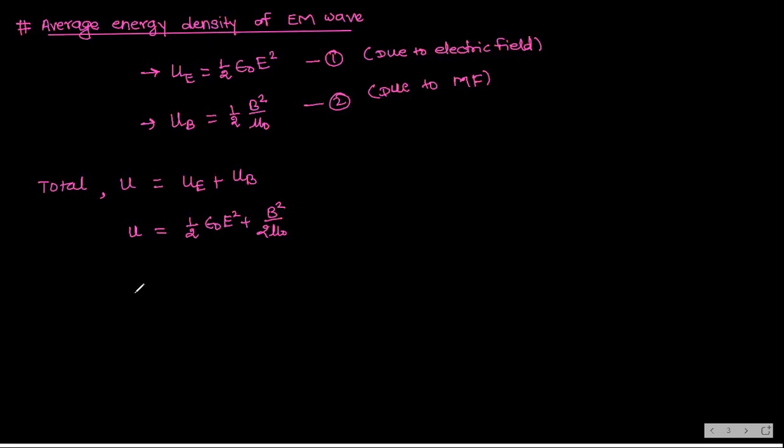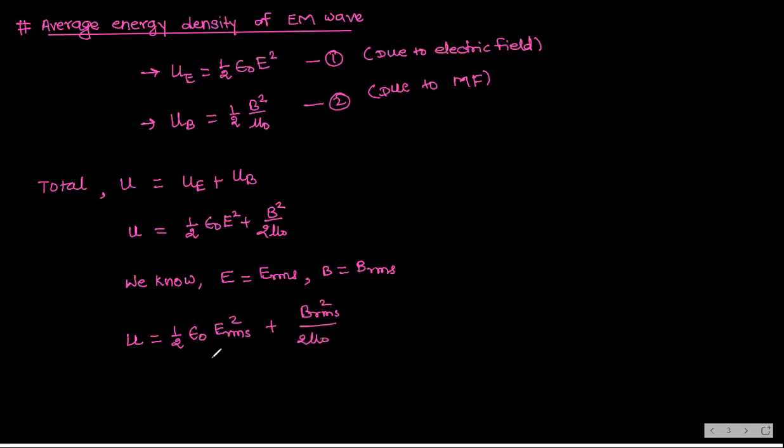Now this E and B, we know this E is nothing but ERMS, and B is equal to BRMS. So U is equal to half epsilon naught ERMS whole square plus BRMS whole square divided by 2 mu naught. Okay.